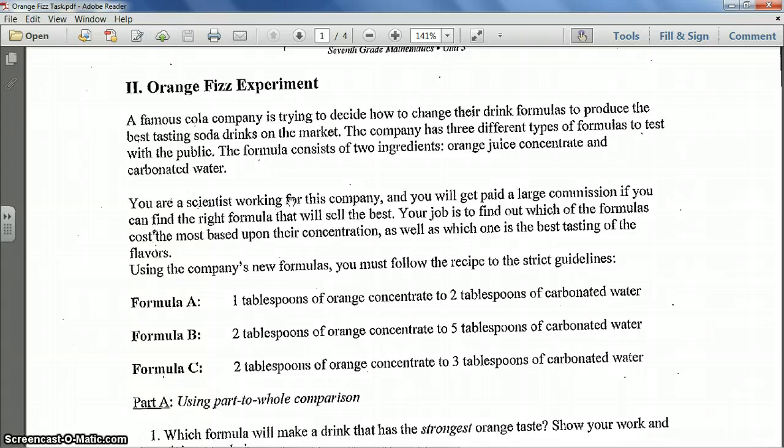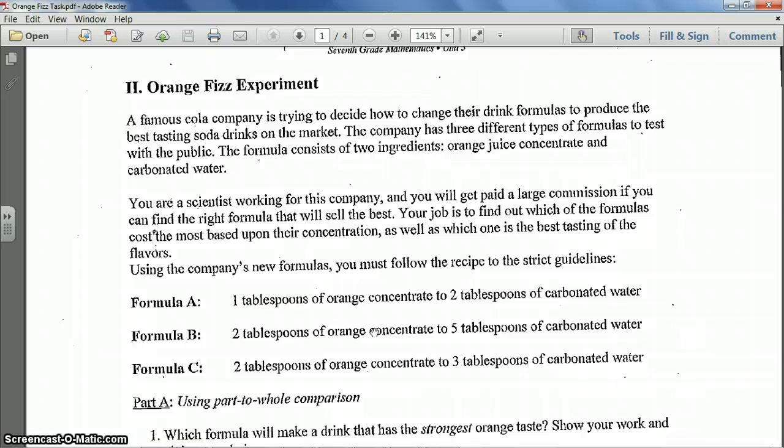Your job is to find out which of the formulas cost the most based upon their concentration, as well as which one is the best tasting of the flavors. Using the company's new formulas, you must follow the recipe to the strict guidelines. All right, so you can read the formulas there.